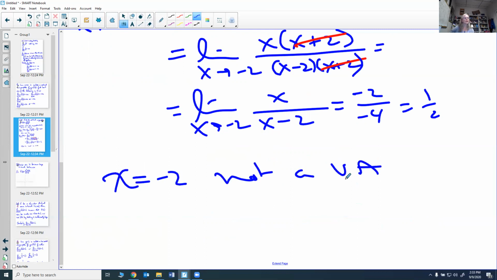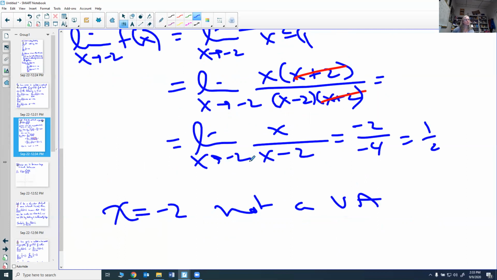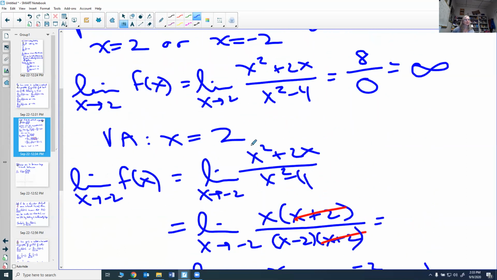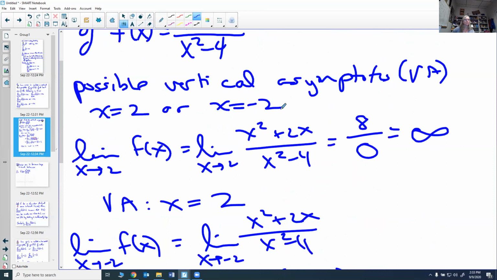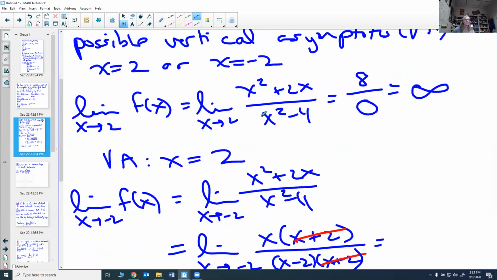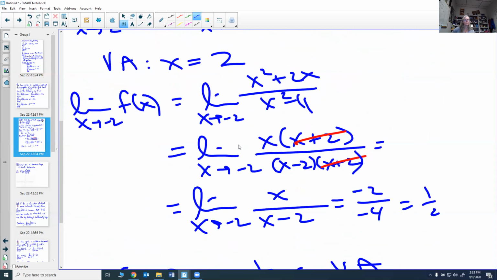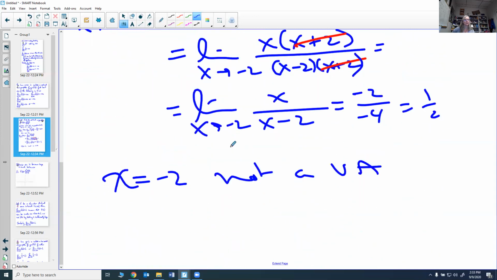Okay, cool. So that's what you have to go through. You actually have to prove that they're the case. You can't just decide they are without having proven it. These, again, were just possible places of vertical asymptotes. Now you must actually prove that the limit is, in fact, either infinity or negative infinity. If it's not, it's not a vertical asymptote.